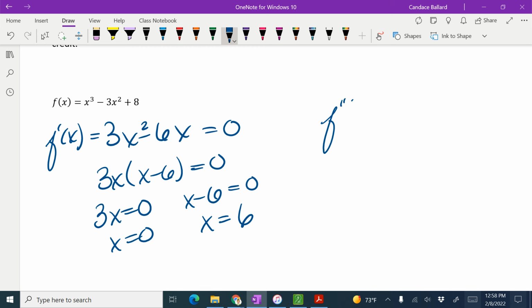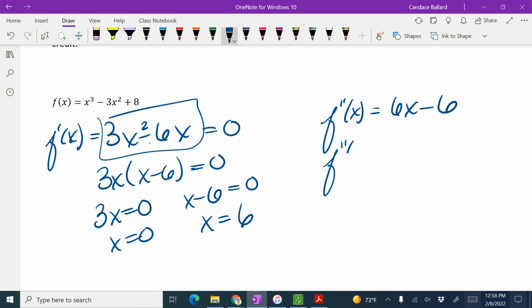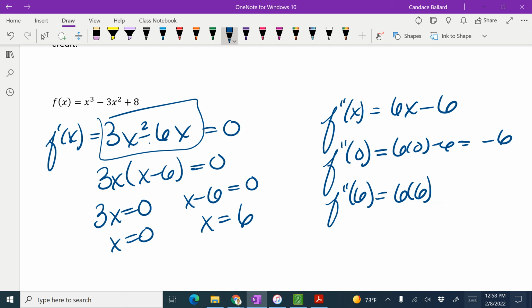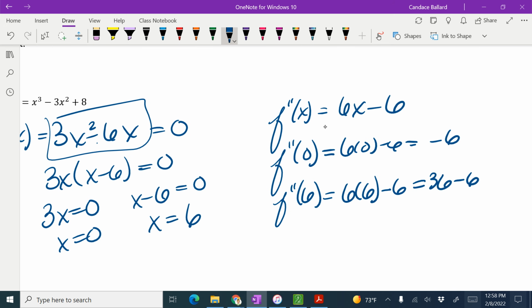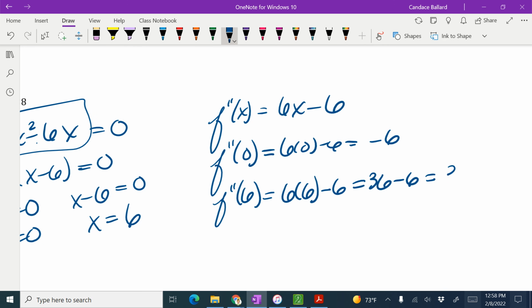So I'm going to go to my second derivative of x, which is, I'm using this right here. 3 times 2 is 6x, and then the derivative of negative 6x is negative 6. And now I'm simply going to plug in my two critical numbers. So I'm going to plug in the 0, which would be 6 times 0 minus 6, which is going to just give us negative 6. And f double prime of 6 equals 6 times 6 minus 6, which is going to be 36 minus 6, which is going to be 30.